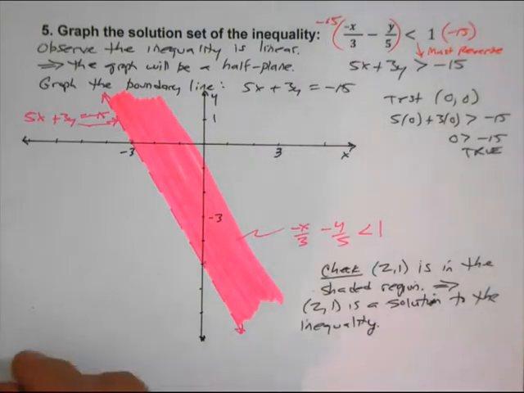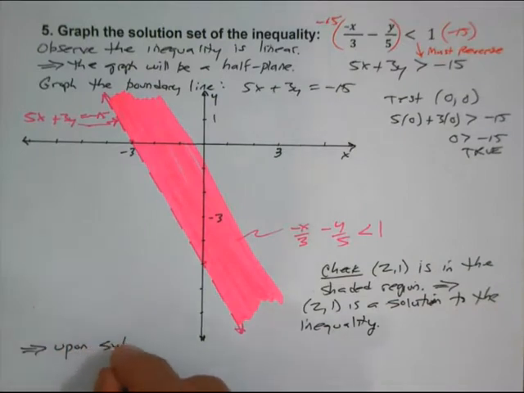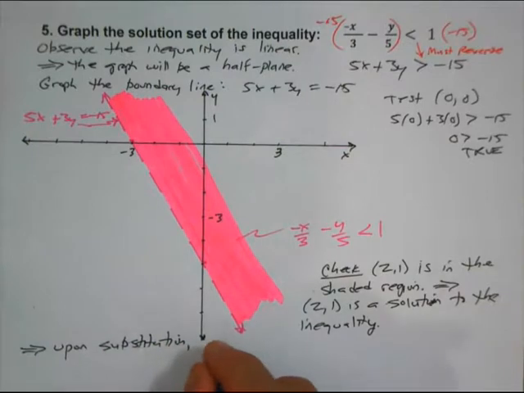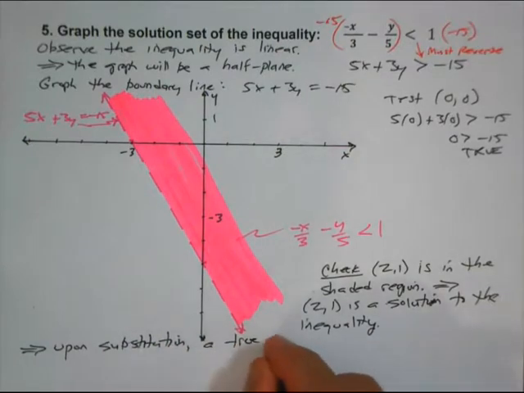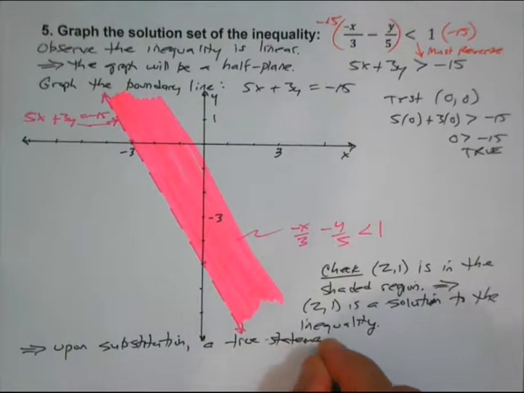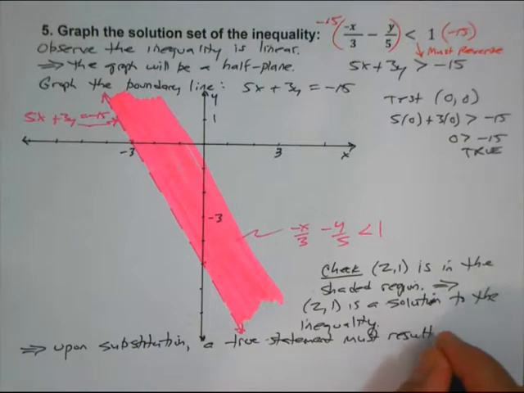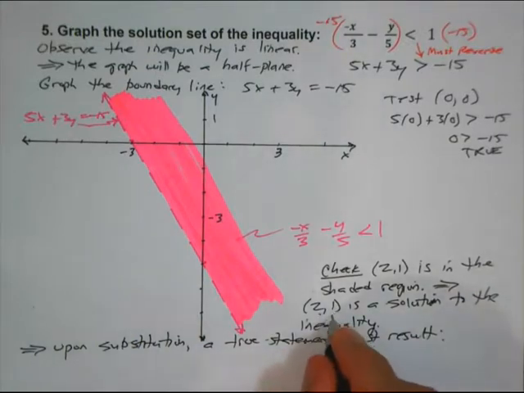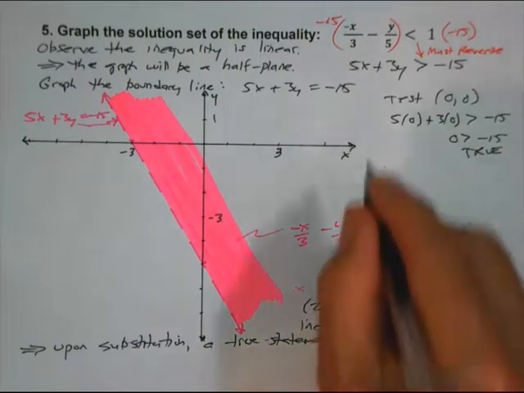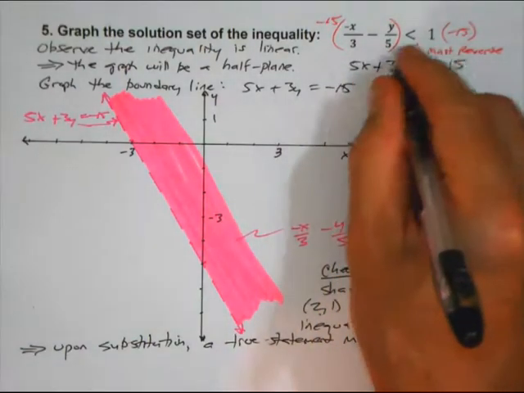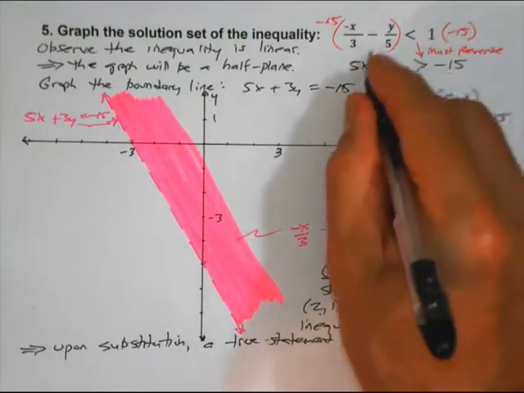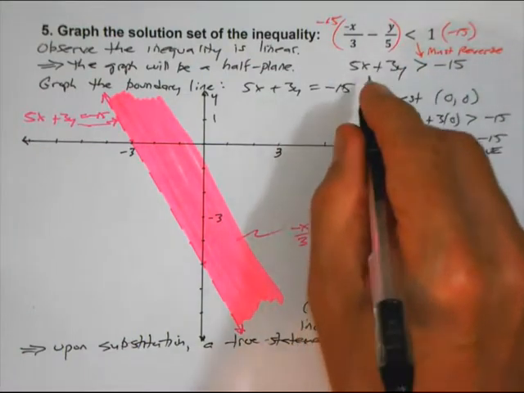And what does that mean? That means that upon substitution, a true statement must result. Let's see what happens. 2 for x, 1 for y. Go to the original inequality before we did anything. This way, even our algebraic manipulation here is getting checked as well.